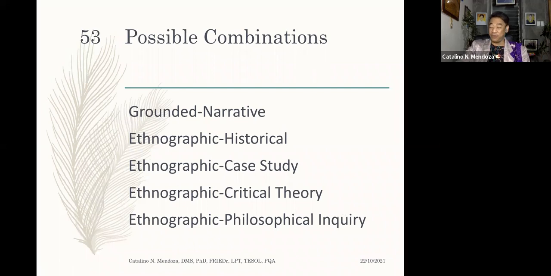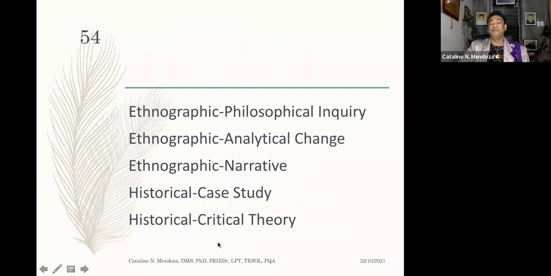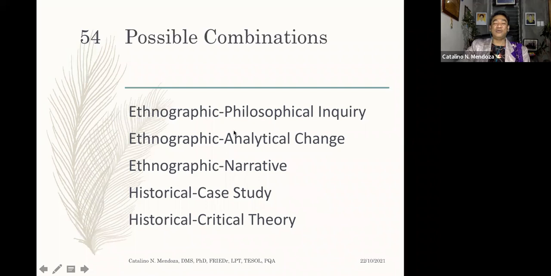The ethnographic and historical combination is possible because ethnography at the present time can be validated by historical data. Another one is ethnographic case study, ethnographic critical theory, ethnographic philosophical inquiry. Let's talk about ethnographic case study: ethnographic, the present scenario of a certain community being affected by a certain policy. Therefore, your focus is on the same aspect. Then ethnographic philosophical inquiry, ethnographic analytical change, and ethnographic narrative.